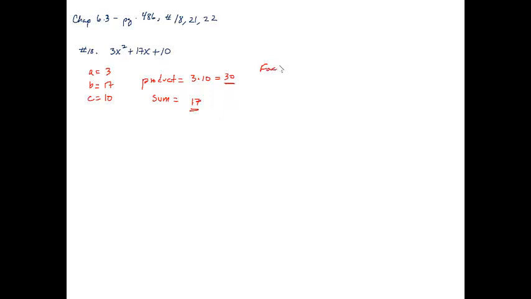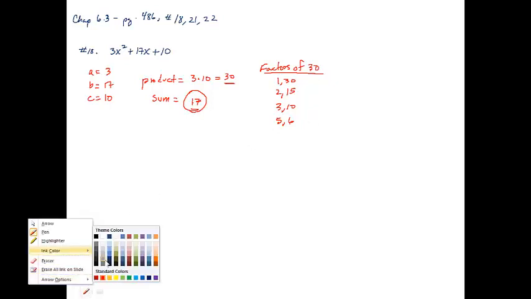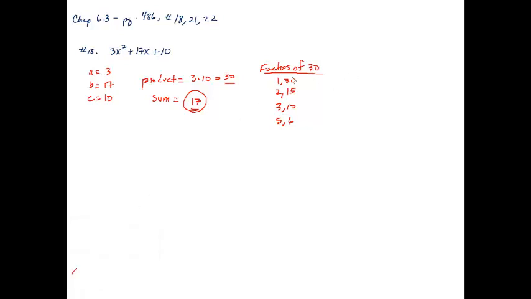Then I need the factors of 30. And I have 1, 30, 2, 15, 3, 10. What else do we got? 5, 6. And of course I have negatives, but since my sum is positive, I'm going to ignore the negatives. Now let's see here. We want to pick out the factors of 30 that add to 17. It would be 2, 15.